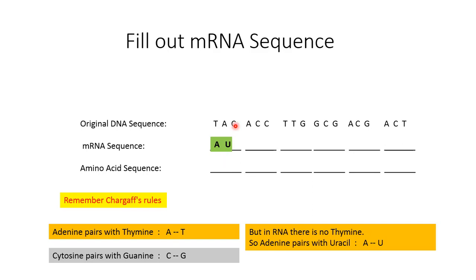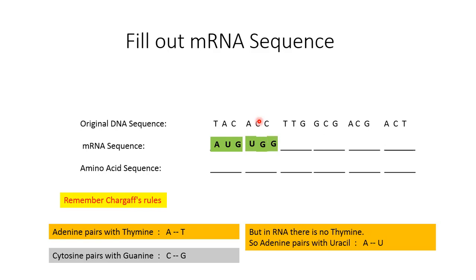Okay, and then we have our C. And again, our C always binds with G. So we would have our G there. And then we have our A, and our A should bind with T, but because we're in RNA, it must bind with U. And then we have our C. We already know that C binds with G. And we have one more C, and we know it binds with G.